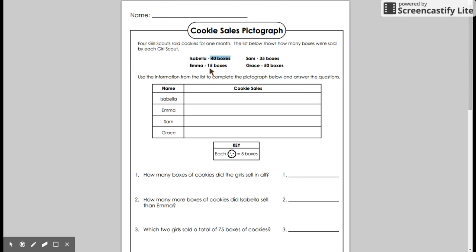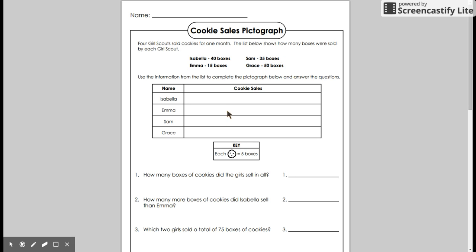So then you would do the same thing for Emma. She sold 15, so you'd count by 5s up to 15. Fill in however many circles you need for Emma. Sam did 30. He sold 35. Or sorry, she sold 35 boxes. So you would do 30, however many circles you needed to equal 35, remembering that each circle counts as 5 boxes.